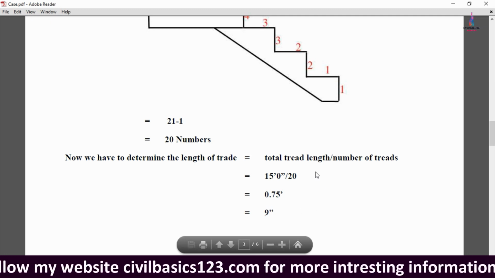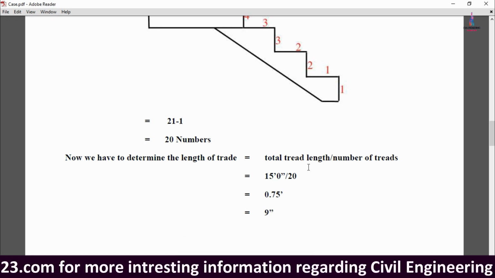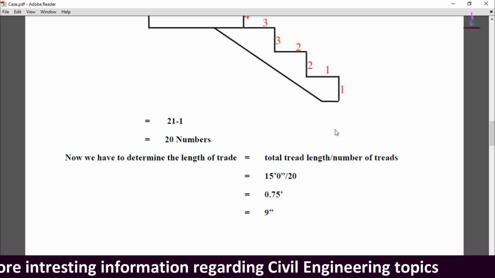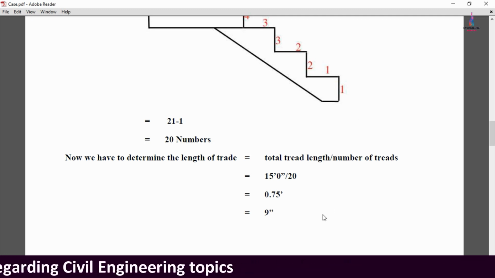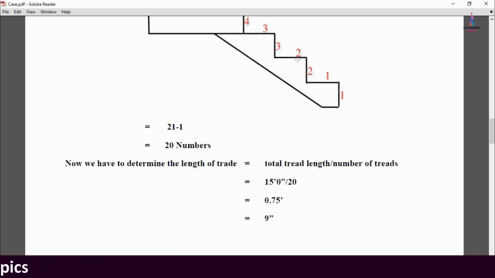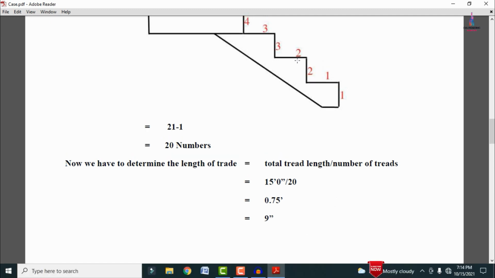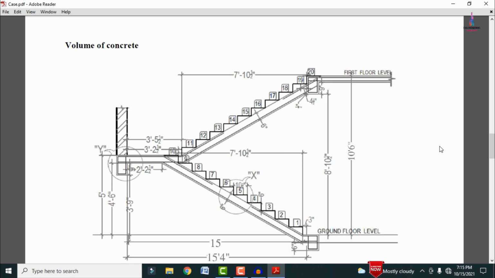Okay, so we have to consider the staircase which consists of approximately a tread of 9 inches and a riser of 6 inches for this respective stair, which has a 15 meter length and 10 feet 6 inches width. This is a general calculation part included in how to calculate the number of treads and risers for the respective staircase. Now I will explain how to calculate the volume of concrete required for this respective staircase.